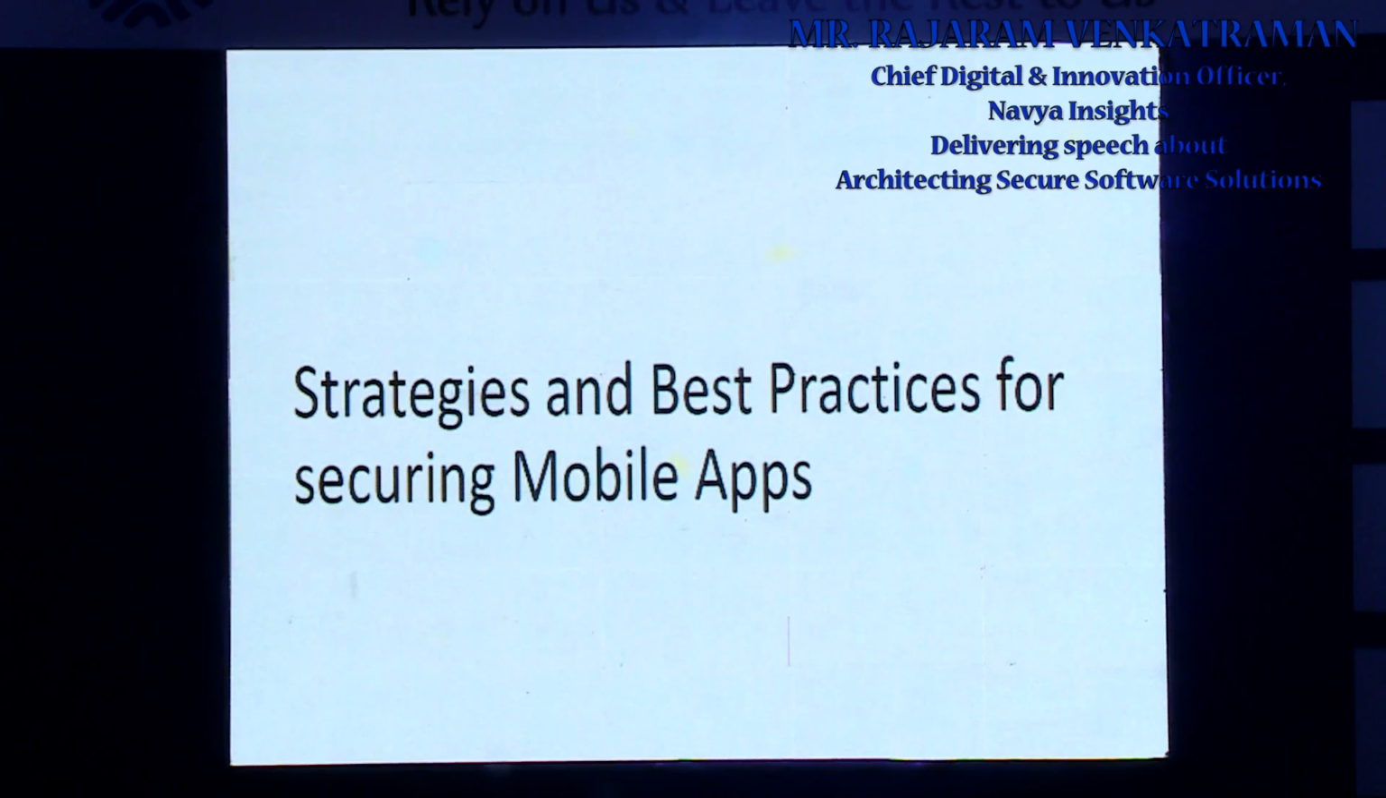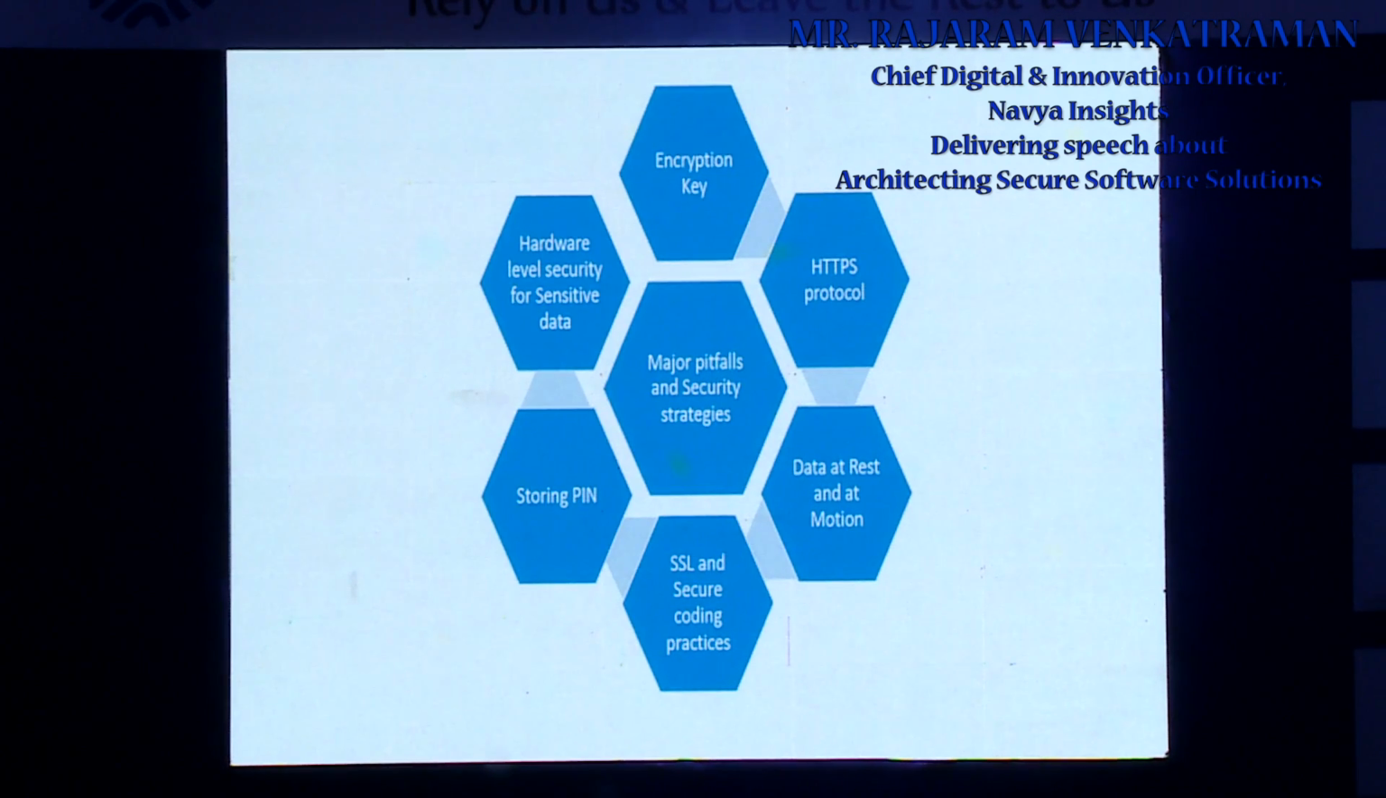So some of the strategies: hardware level security for sensitive data. Because cryptography consumes a lot of power on the device, it is important that, instead of using software to do the encryption, many times hardware encryption would be better. Storing the PIN: the PIN should always be only in the user's memory, it should not be in the app or in the device. So any encryption should be done by accepting the PIN from the user rather than from any hard-coded value inside the app.